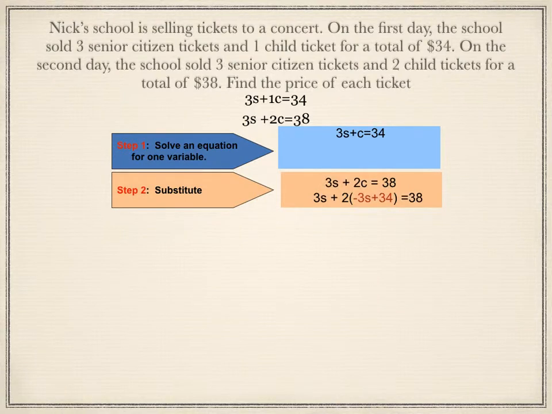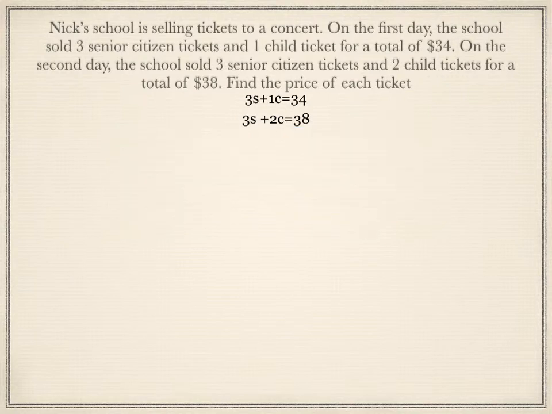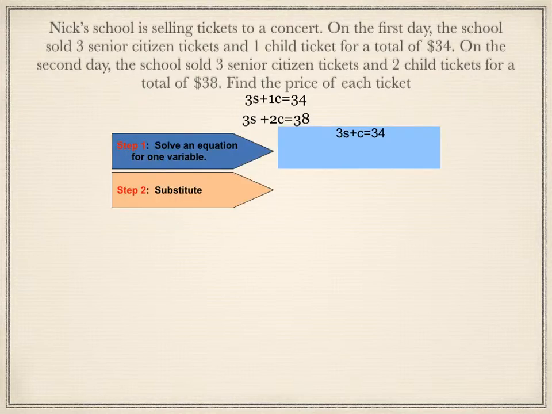Oops, my animations are showing up out of order here. Give me just a second. Okay, sorry, I got that animation out of order, but I want to go ahead and go through it anyway. So we've got 3s plus c. If we subtract 3s from both sides, we get c is equal to 34 minus 3s, or negative 3s plus 34. And sorry, once again, that'll show up a little bit later in the order.